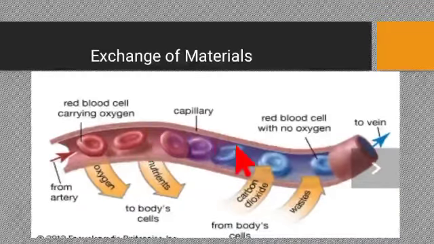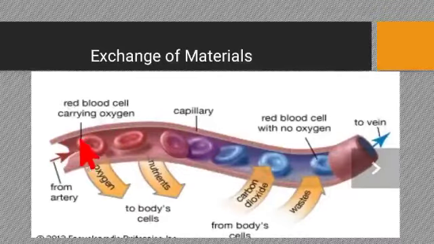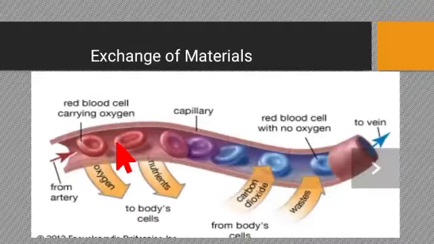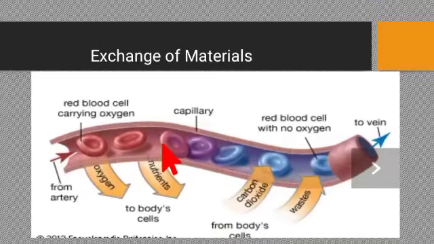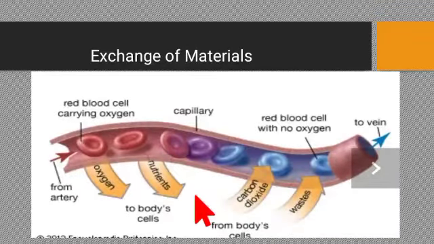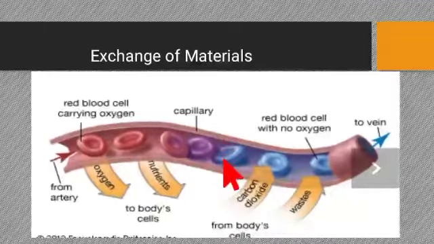Capillaries are involved in the exchange of material. Blood flowing in the arteries is rich in oxygen and nutrients. So when it reaches the capillaries, diffusion occurs. Oxygen and nutrients from the blood go into the tissue, and carbon dioxide and waste from the tissues go back into the capillaries.